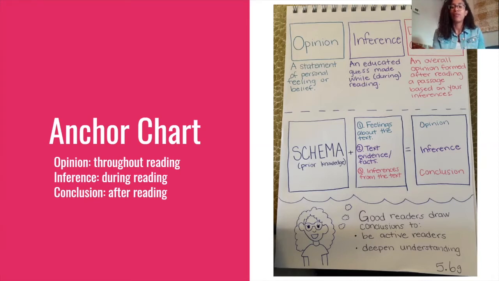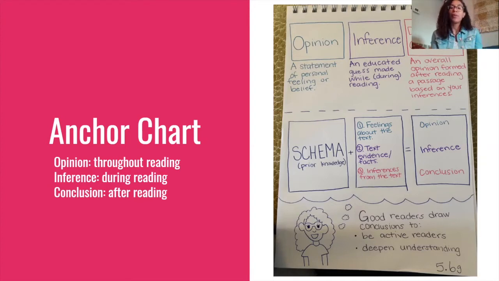So let's look at opinion first. You would use your schema plus your feelings about the text. Now, this is still going to be text evidence. You still need to bring a quote from the text to create your opinion because it still has to be based on facts. So you're doing schema plus your feelings about the text equals your opinion. Then, if we're looking at inference, we have schema plus text evidence or facts equals your inference. Then we have schema plus your inferences from the text equals your conclusion, okay?